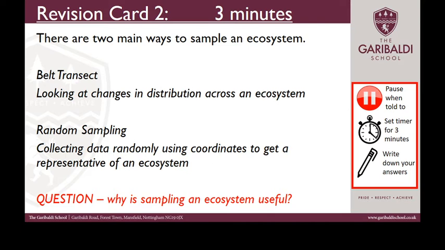Question: why is sampling an ecosystem useful? If you're an ecologist, why do you use one of these 2 sampling techniques to sample an ecosystem? What do you learn? So press pause, set your timer for 3 minutes, and write down your answers. So pause now.